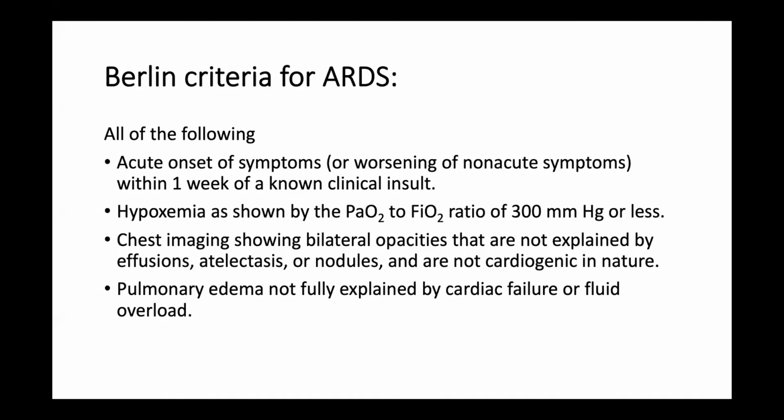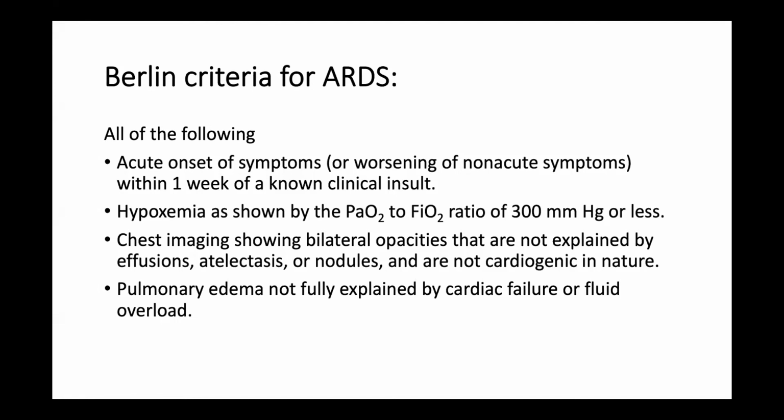So if you have a chest X-ray with bilateral opacities, and you can't say whether this is effusion or atelectasis or nodule, or it is not cardiogenic in nature, then you should consider that one of the criteria of acute respiratory distress syndrome.